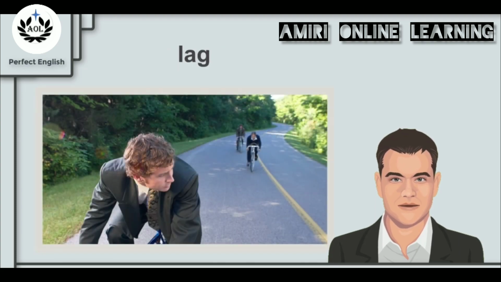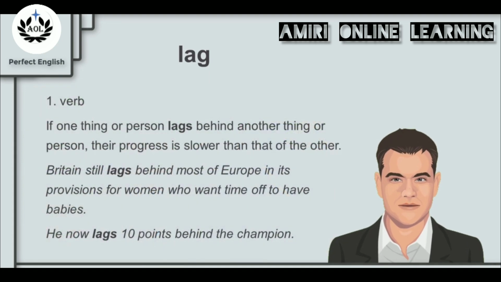Now we can see in the picture we have three cyclists and they're cycling along a road that might be in the countryside somewhere, but that's not the point. We can see that the one in front is a little bit ahead of the others and the others are falling behind. So how does that relate to the word lag? Or does it relate to the idea of cycling? Let's find out. Now lag is a verb.